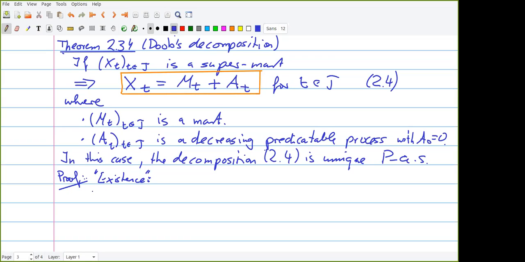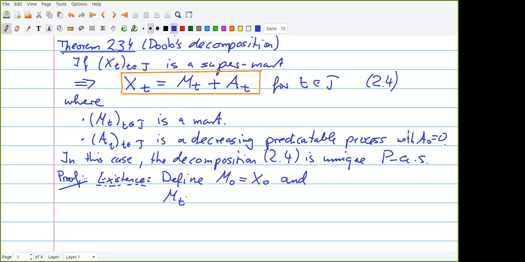All right. So what we want to do is, we want to define or find the processes M and A. Well, since at time 0, my process A is assumed to be 0, in order to have this decomposition, the process M at time 0 has to be equal to X_0, right? This is the only way that this decomposition 2.4 can hold. And now we want to extend it so that M stays a martingale.